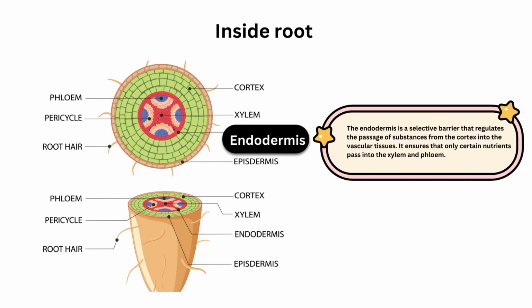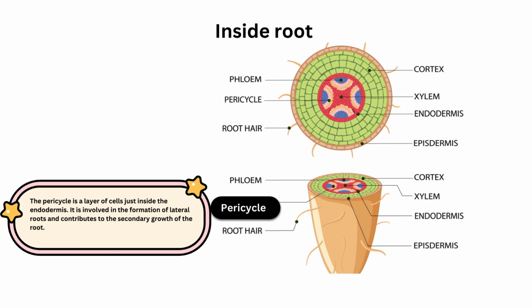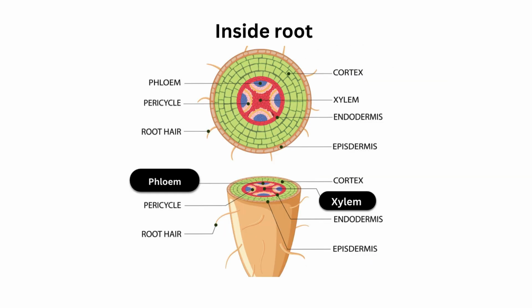Next is the endodermis. The endodermis is a selective barrier that regulates the passage of substances from the cortex into the vascular tissues. It ensures that only certain nutrients pass into the xylem and phloem. What is the function of the pericycle? The pericycle is a layer of cells just inside the endodermis. It is involved in the formation of lateral roots and contributes to the secondary growth of the root. And finally, the xylem and phloem.